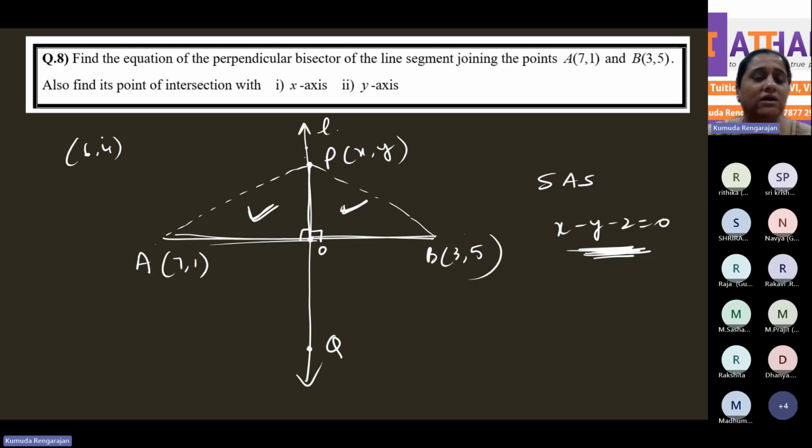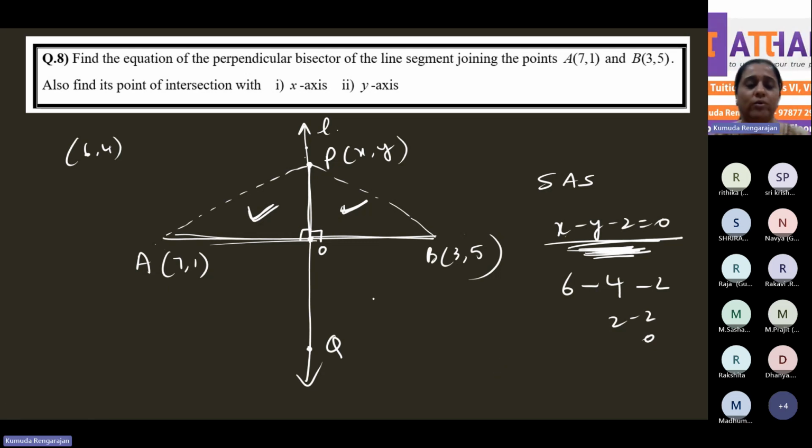So, for example, we'll say that (6, 4) lies on L. When you actually do it on the graph paper, you will see that this point (6, 4) lies on L, which means when you substitute x as 6 and y as 4, you get 6 minus 4 minus 2, so 2 minus 2, which is 0. So like this, every point that lies on L will satisfy this equation x minus y minus 2 equals 0.